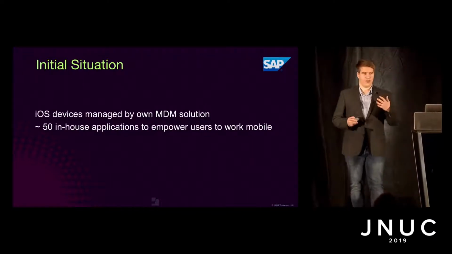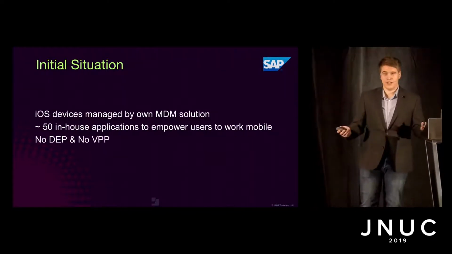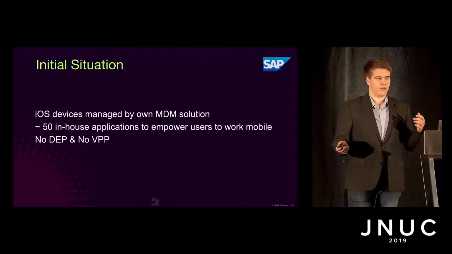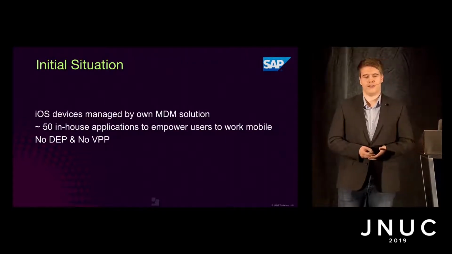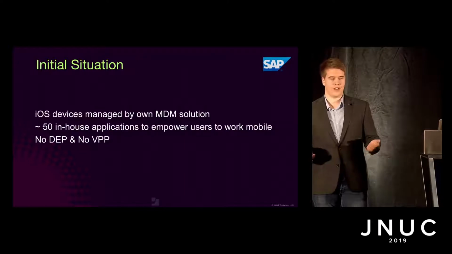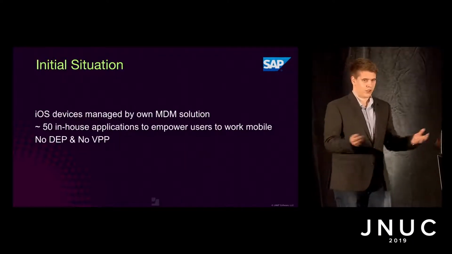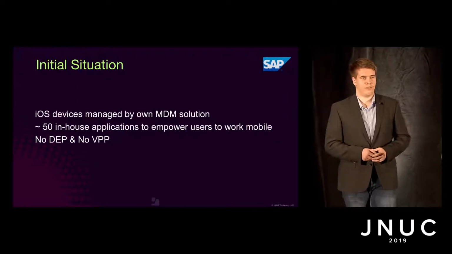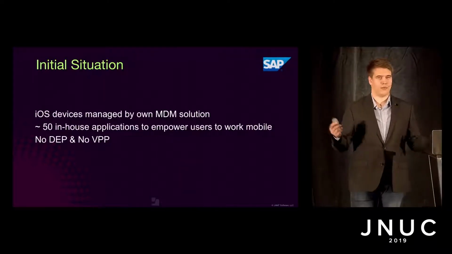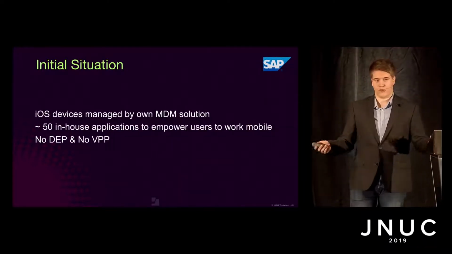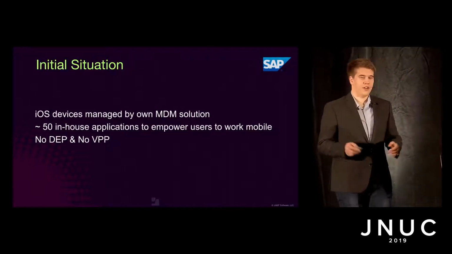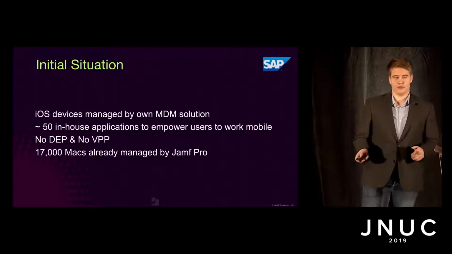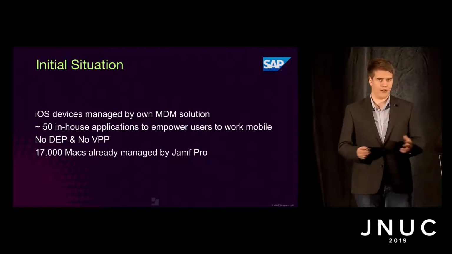But what we didn't have, or we didn't have any clue about that basically, was DEP and VPP. So the automated device enrollment was non-existent, which meant that every time an employee got the device, they had to unwrap it, set it up normally through the assistant, and then they had to enroll the device, which is kind of a pain. And also we didn't have VPP, which meant that every single employee had to create an Apple ID if they wanted, for example, one of the Office apps. So yeah, not a great experience there. Something we did already have at that time was 17,000 Macs managed by Jamf Pro. So we were not new to Jamf. We just didn't have it for our iOS devices.